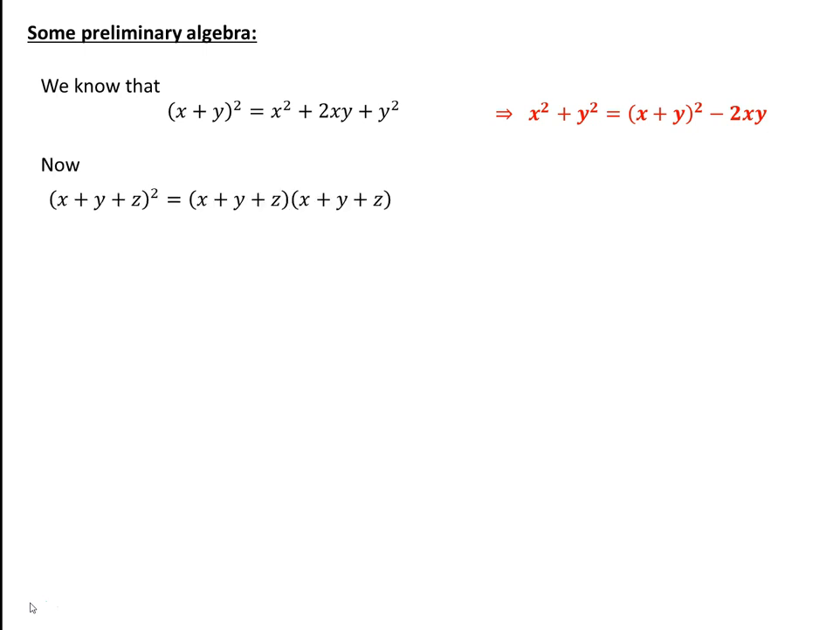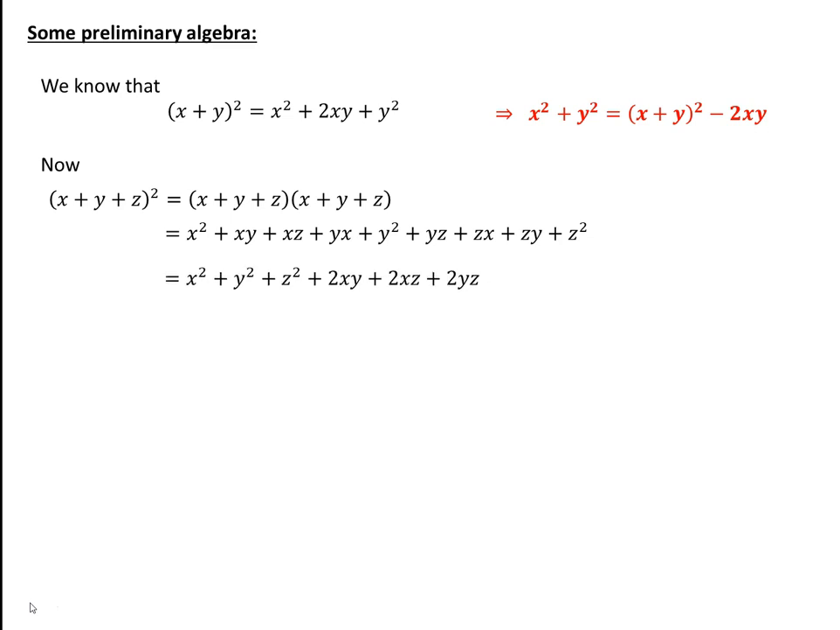If we now consider (x + y + z)², we know that means (x + y + z) times (x + y + z). And if we multiply the brackets out carefully, we'll get x² + xy + xz + yx + y² + yz + zx + zy + z². And if we tidy it up, we see we've got x² + y² + z² plus 2 lots of xy, 2 lots of xz and 2 lots of yz.